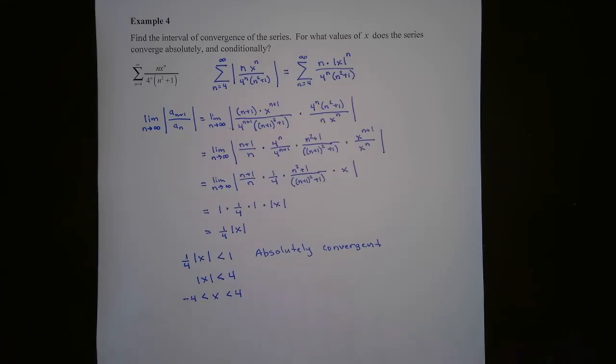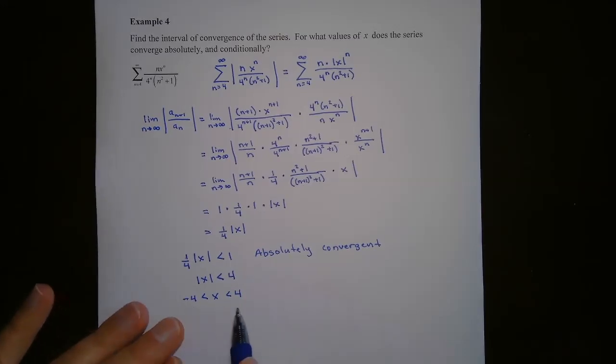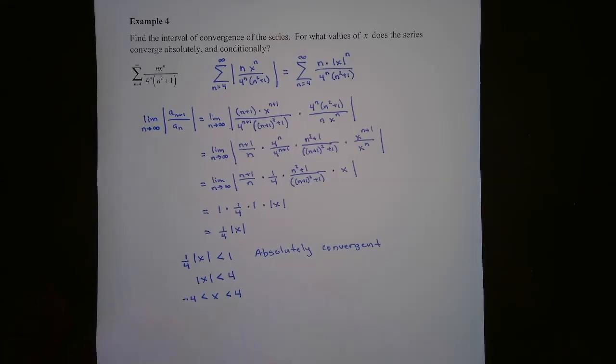Okay, so we can determine that. Now we know for sure it's absolutely convergent from negative 4 to 4. But what about at these endpoints? Is it absolutely convergent at the endpoints? Is it conditionally convergent at the endpoints? What is it? So let's figure that out, and that's the next part. You probably are going to need to grab another piece of paper.